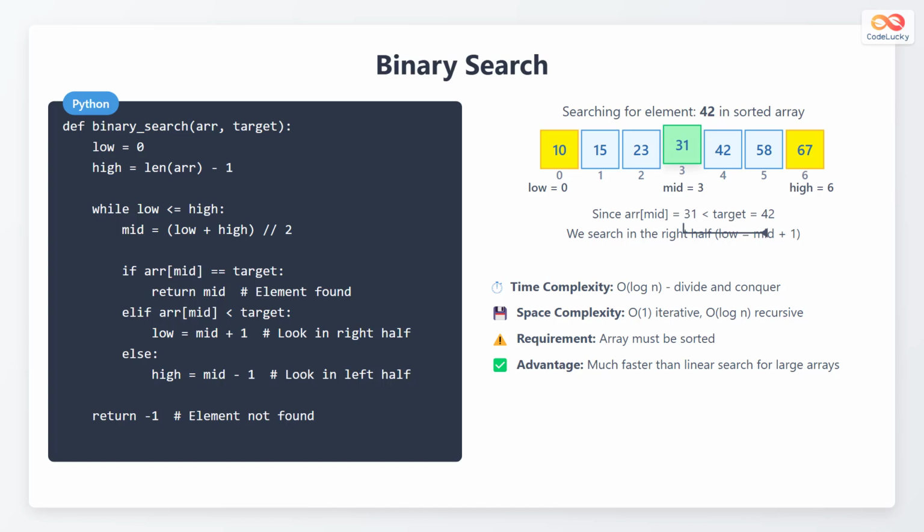For the example array which contains 10, 15, 23, 31, 42, 58, 67, if we are searching for the element 42, the algorithm first calculates the middle index. Since the element at the middle index, which is 31, is less than the target 42, we search in the right half. Time complexity is O(log n) due to the divide and conquer approach. Space complexity is O(1) for the iterative approach and O(log n) for the recursive approach. The array must be sorted. However, it is much faster than linear search for large arrays.